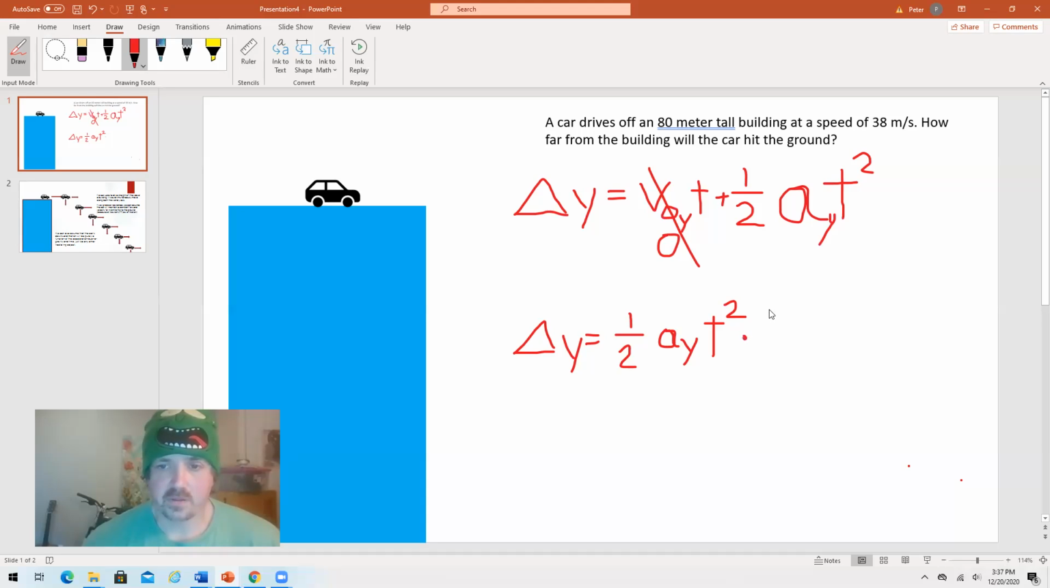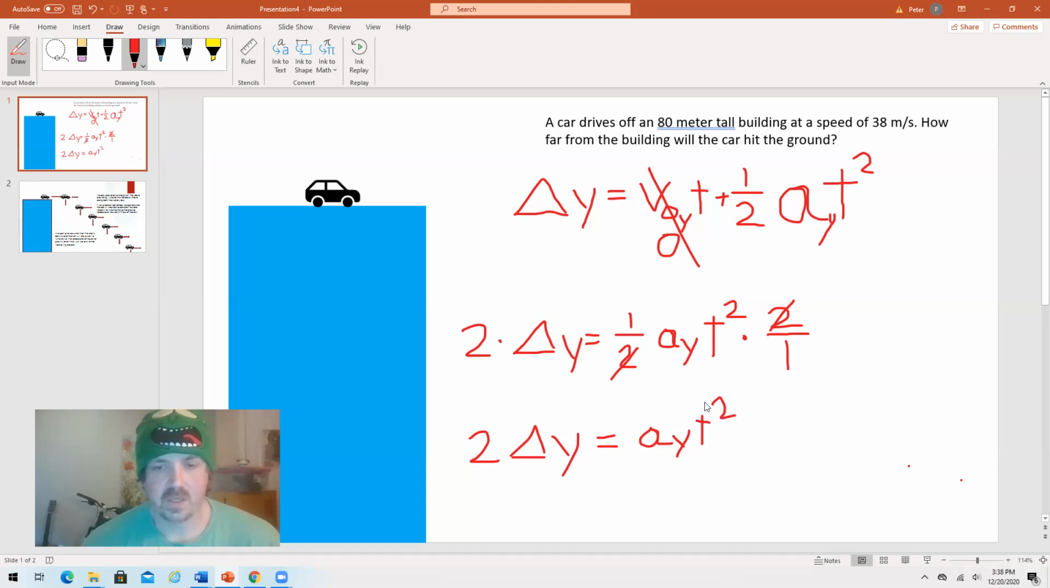Okay. So multiplying both sides by 2. So this is sort of like multiplying it by 2 over 1. It's exactly what that is. So 2 basically cancels out. Okay. And then we just have to multiply the other side by 2 as well. Okay. So that gives us this. 2 delta y equals a in the y t squared.